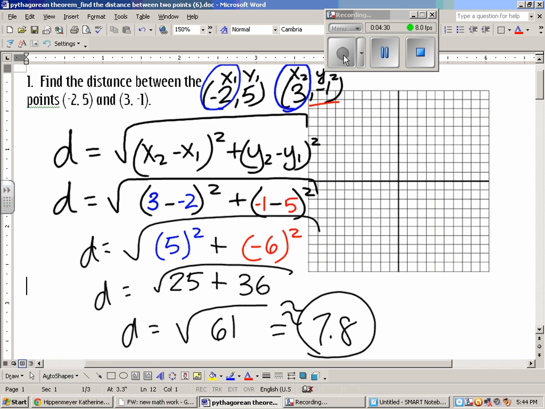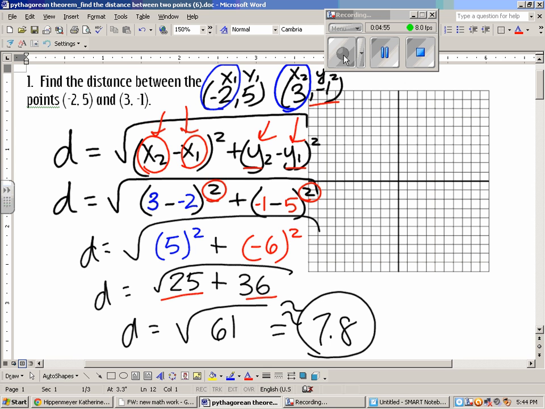The other thing I want to mention is that it's not going to matter if you mix up these two. You could write x1 minus x2 and y1 minus y2. In fact, you could have y1 minus y2 and then x2 minus x1. You could have them opposite. It won't matter because when you square it, whether the result is negative or positive won't matter. You'll still get the 25 and 36 at the end.